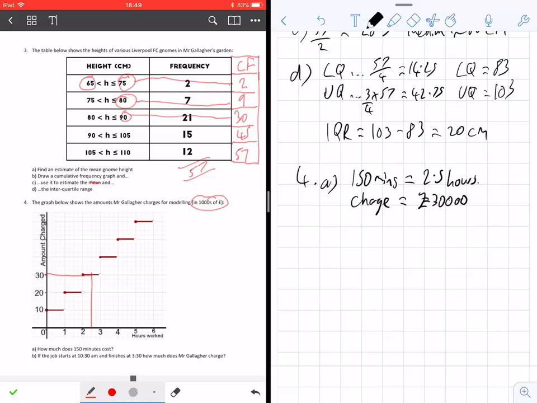The job starts at 10:30 and finishes at 3:30. I'm going to put this into 24-hour version just so we can see that that's 5 hours. And here's where we need to read this graph properly. Up from 5 hours, that's an empty ball, so the graph isn't really there, it's up here. So 40, 50, that's 60, £60,000.